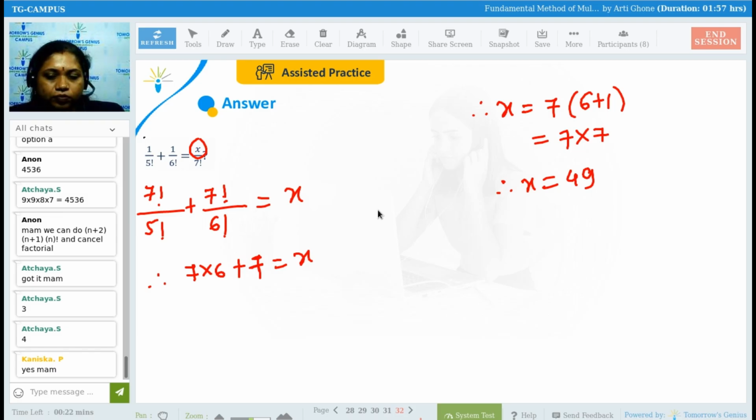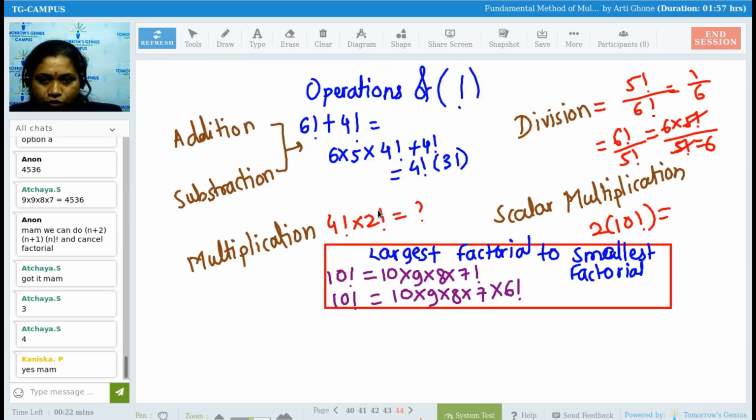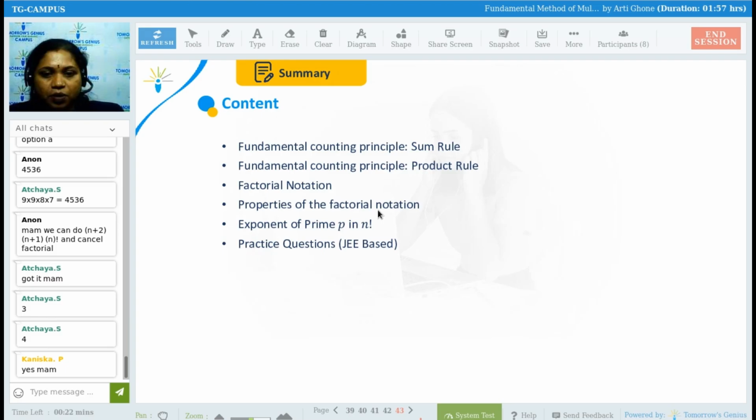Now, I'm just giving one more question, then we'll start a class assessment. These are self-practice questions. You can try this question. What is the summary of today's session? Fundamental counting principles with the sum rule and product rule, factorial notation, properties of factorial notation, exponent of p in n factorial. Right? Clear?